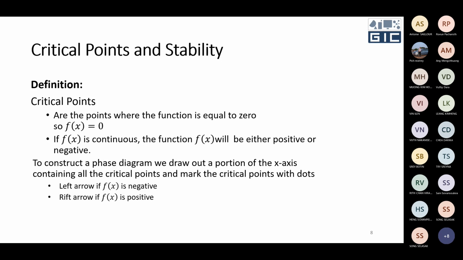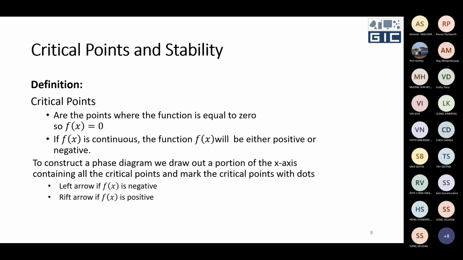To construct the phase diagram, in this case, you will see what the phase diagram looks like. We have two conditions: one is the left arrow and the other is the right arrow. When the value of our function or the differential equation is negative, we draw it as the left arrow.